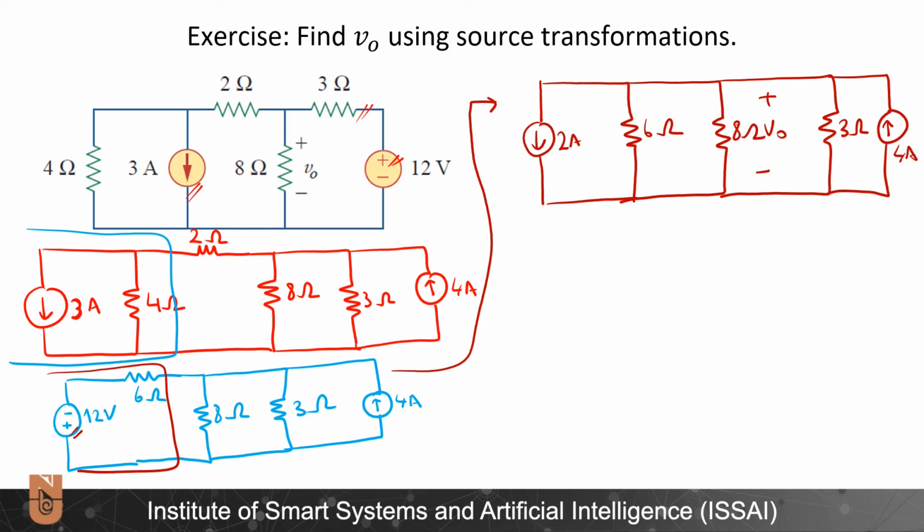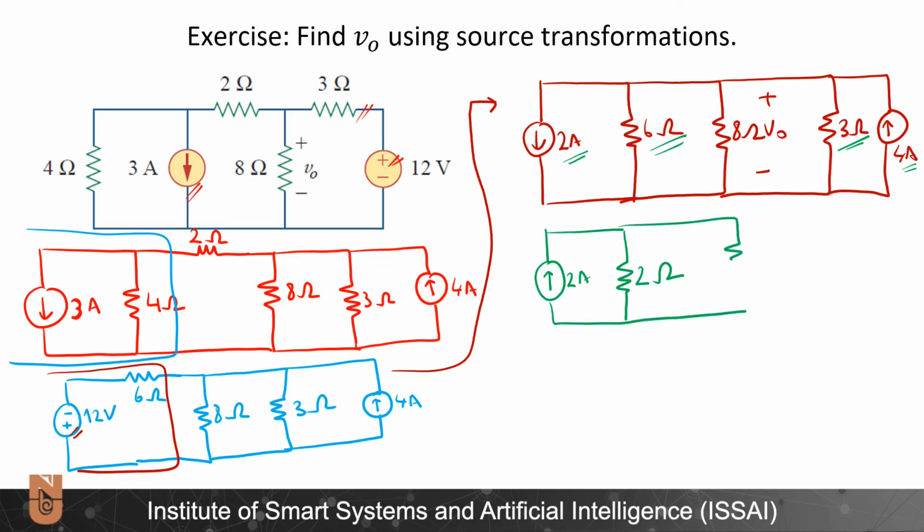Now what do we have here? 6 ohms is in parallel with 3 ohms. So the equivalent value for those will be equal to 2 ohms. And the 2 ampere current source is in parallel with the 4 ampere current source. But one of them is pointing upward, one of them is pointing downwards. The resultant current is 2 amperes pointing upward. And I have my 8 ohm resistor over which I will calculate my V0 as well.